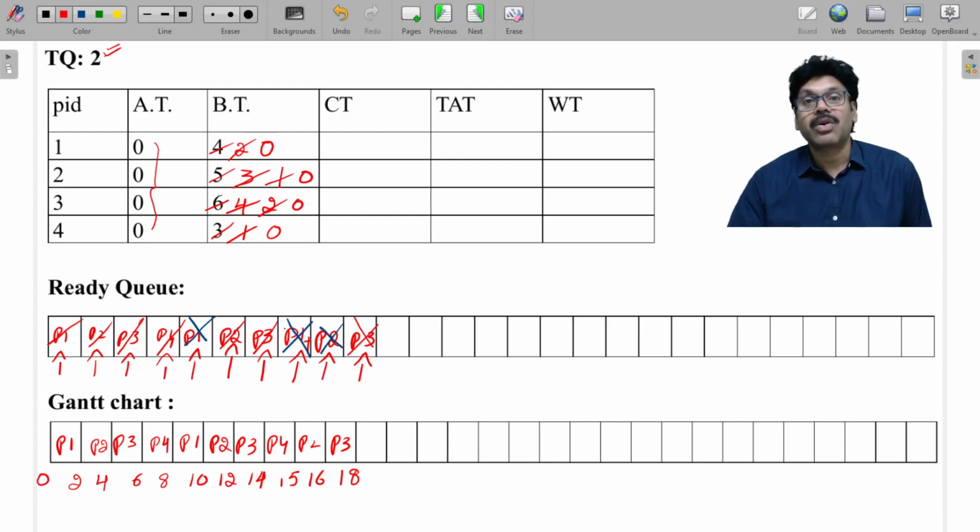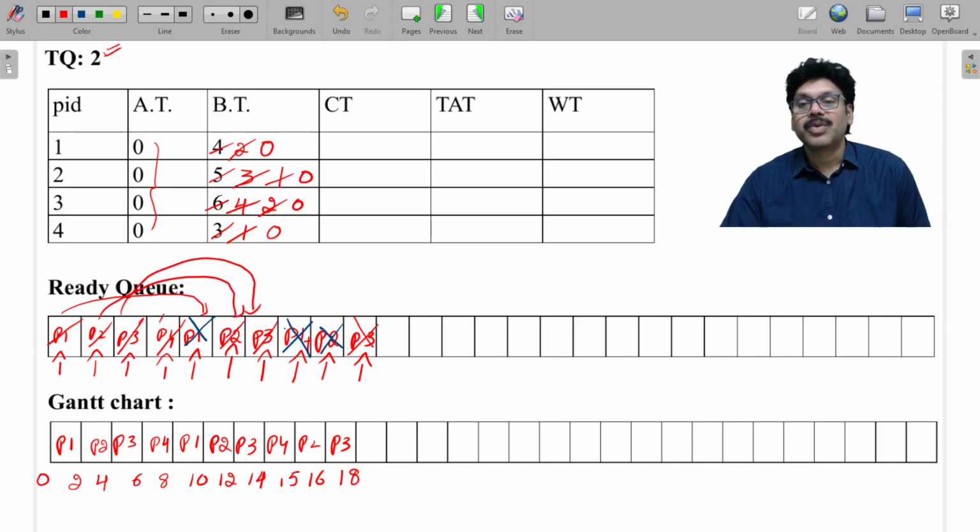This is how round robin works. First P1 comes, then P1 is rounded. P2 has come, P2 is rounded. P3 has come, P3 is rounded. P4 has come, P4 is rounded. Once again P2 is rounded. Once again P3 is rounded. So their completion times: P3 is completed at 18, and P1 is completed, P2 is completed, P4 is completed.